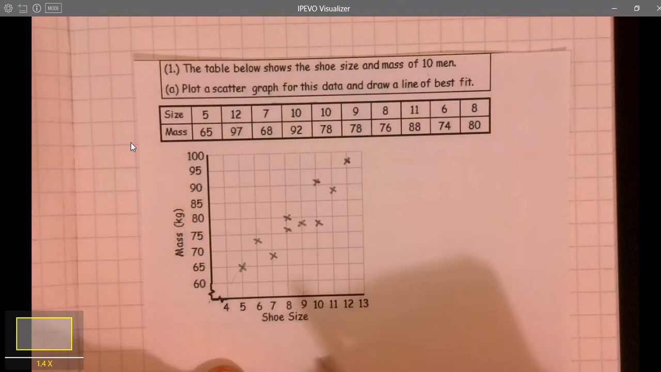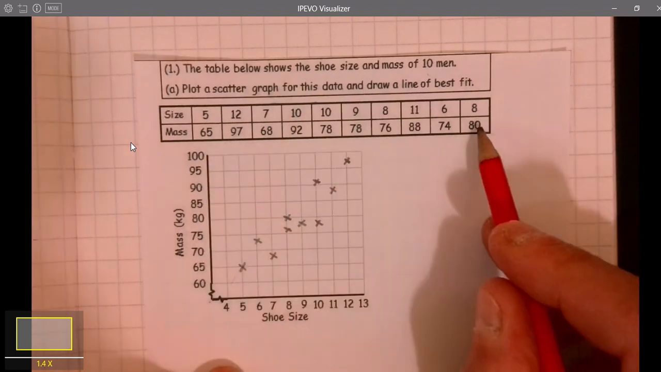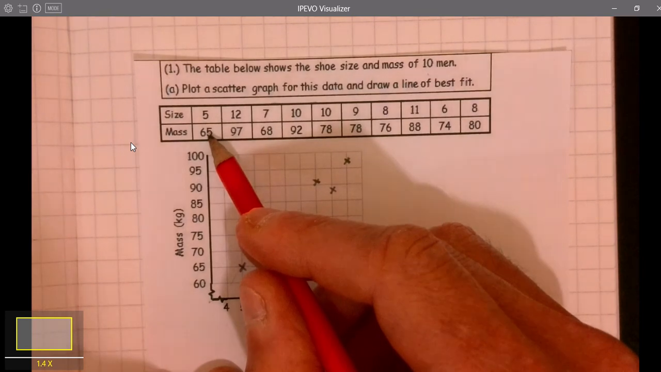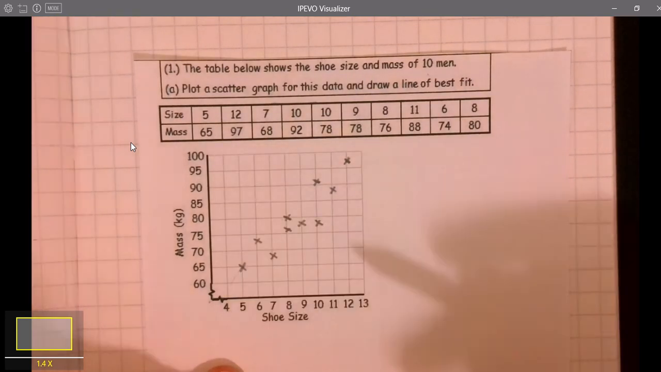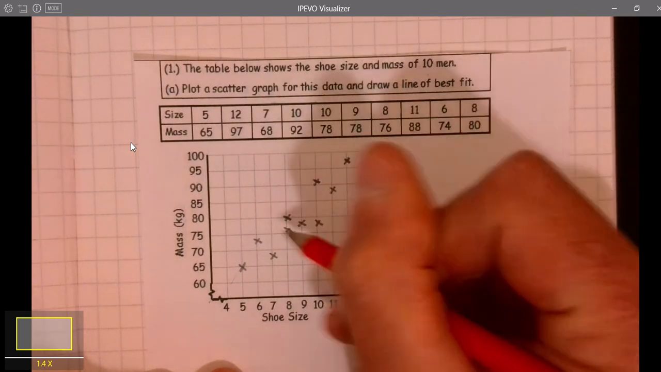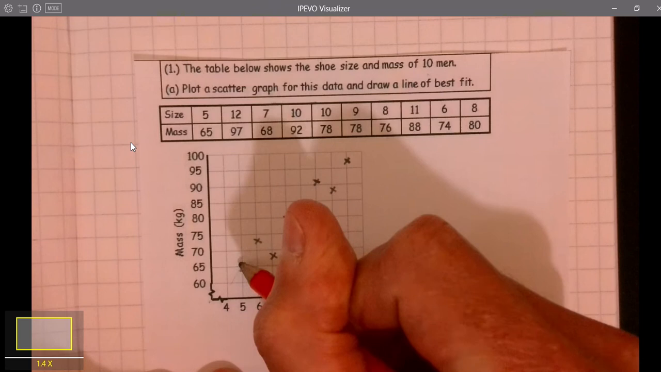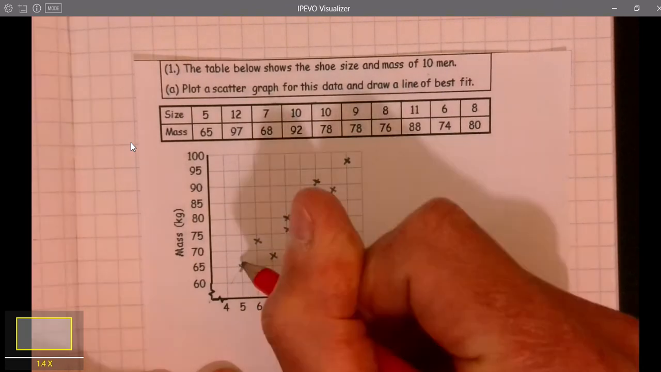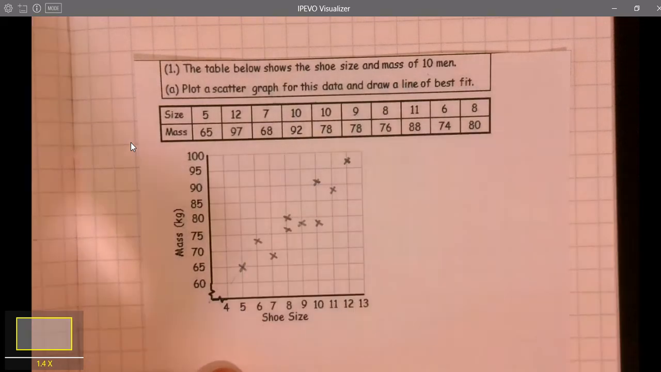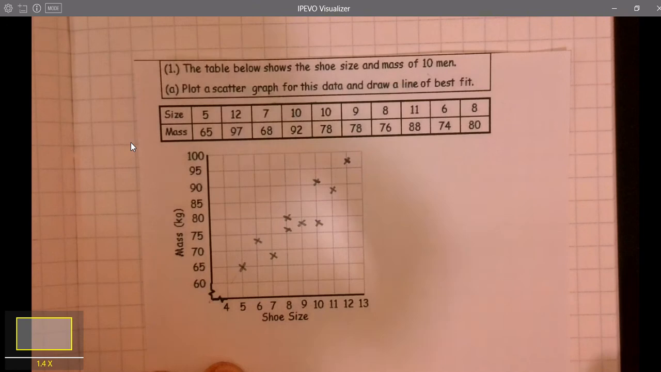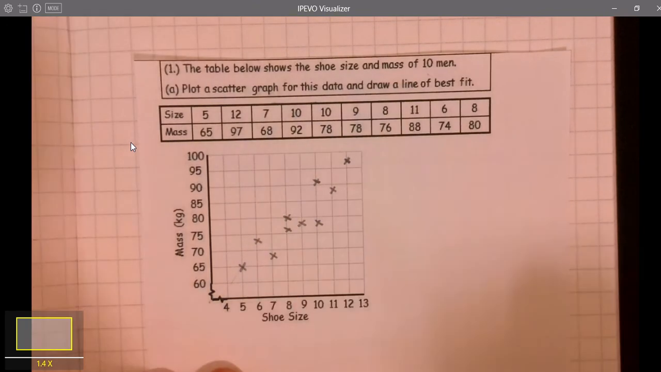Some people ask the question, sometimes you might get the same bit of data coming up. Somebody else might have size 5 and weigh 65 kilograms. So under those circumstances you could just draw a circle around it, or put a little 2 by it. So this one here, if it came up again, I could draw a little circle around it, or put a little 2 by it. Maybe if it goes again, I might change it to a 3 or star it. So you can just make it different in some way. It doesn't matter too much what you do, just make it different. There you go, and that's how to draw a scatter graph.